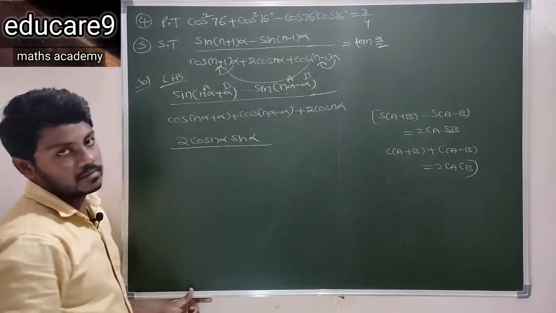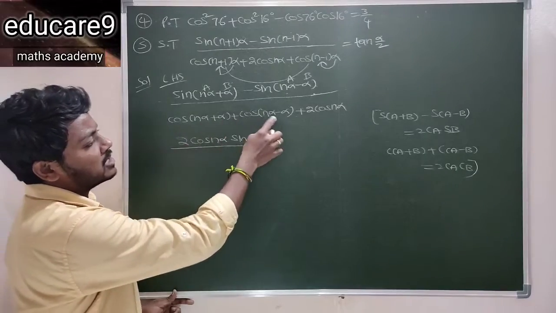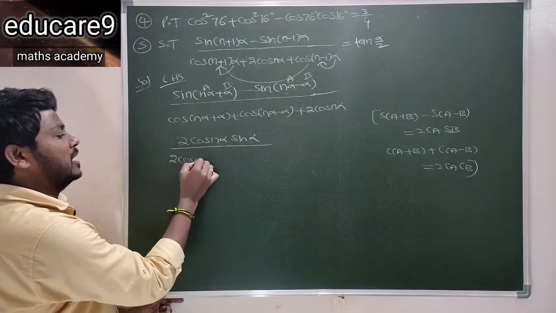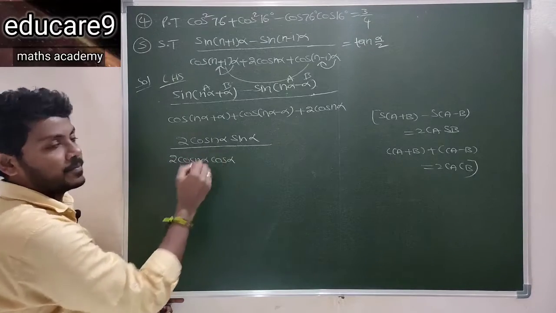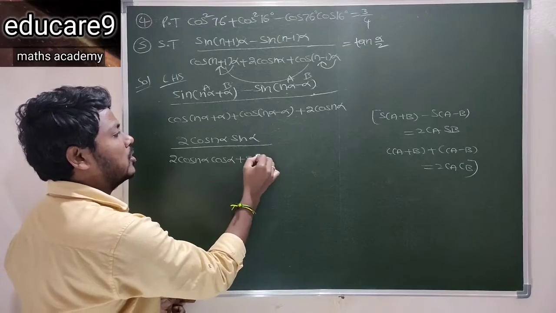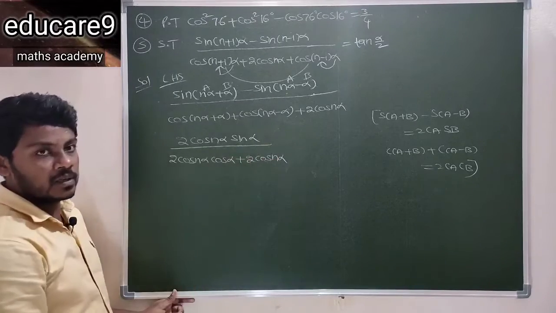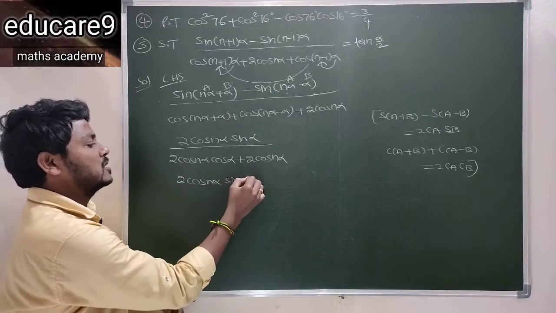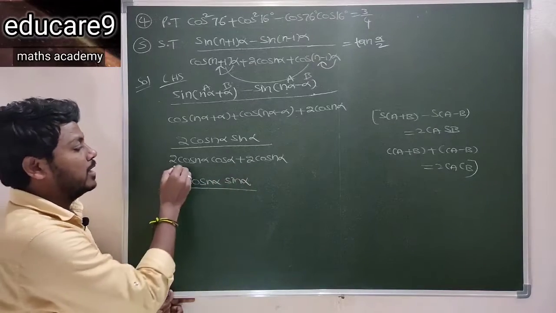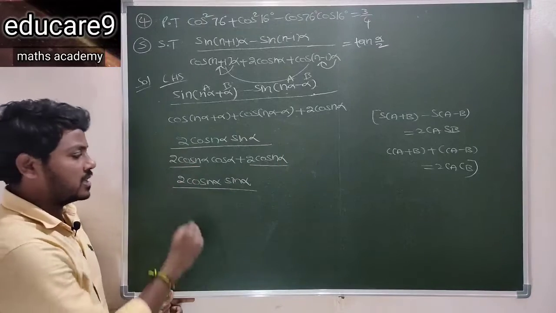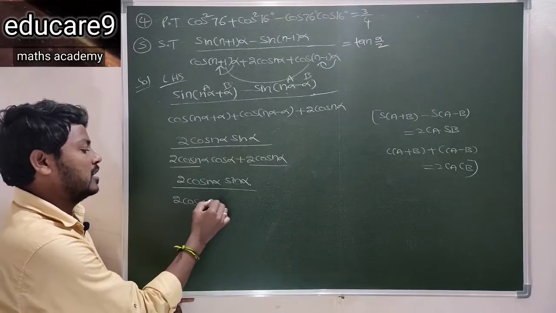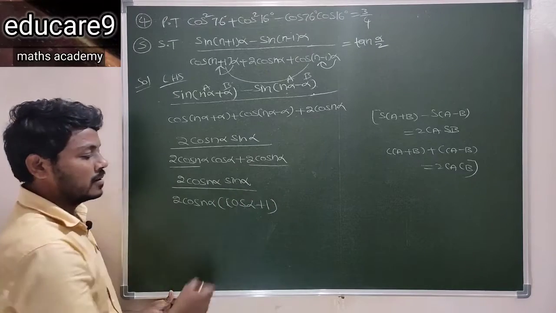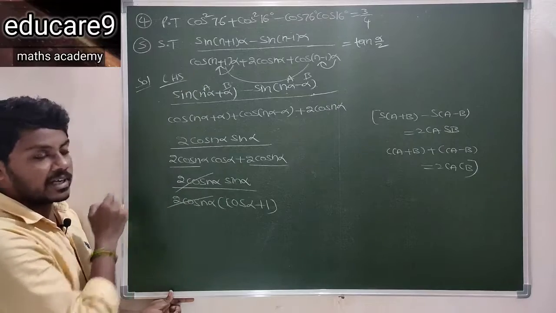Divided by cos of a plus b plus cos of a minus b, 2 cos a cos b, that is 2 cos n alpha cos alpha plus 2 cos n alpha. So this is 2 cos n alpha into sin alpha divided by, in both terms 2 cos n alpha is common. You will get cos alpha plus 1. So 2 cos n alpha get cancelled.